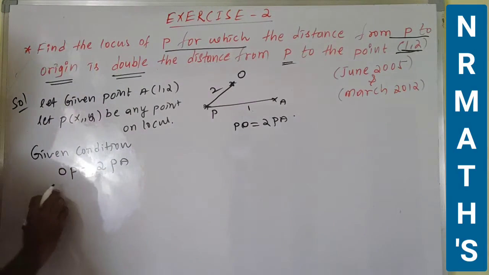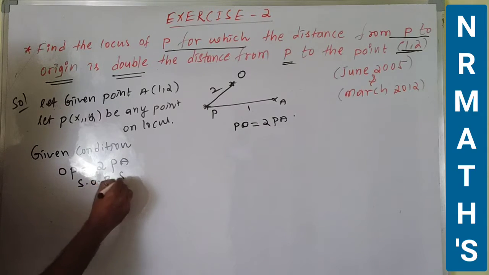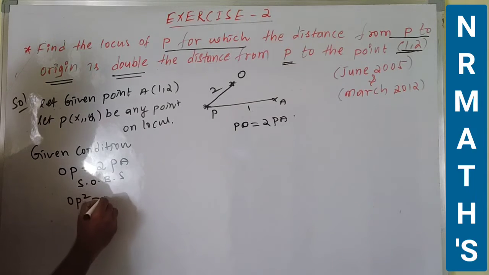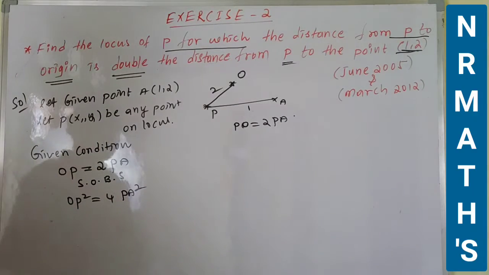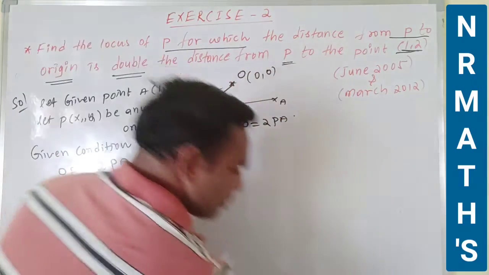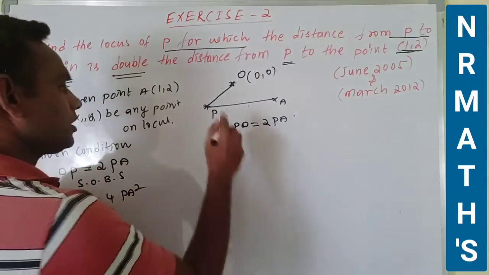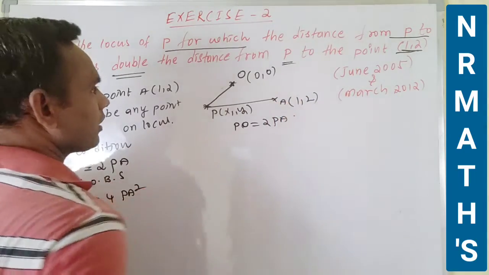Now look here, we take the square of both sides. Now OP square is equal to 2 square, which is 4, into PA square. Now OP square is the distance between O and P. O is the origin 0 comma 0. Now P is here x1 comma y1. A, we know, is 1 comma 2.